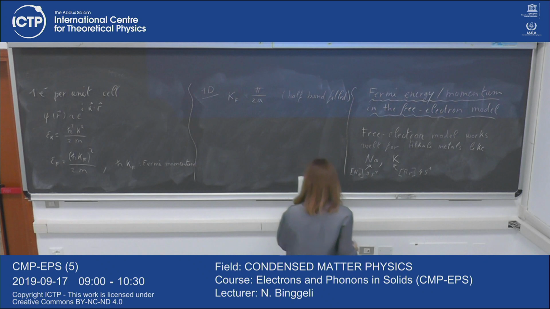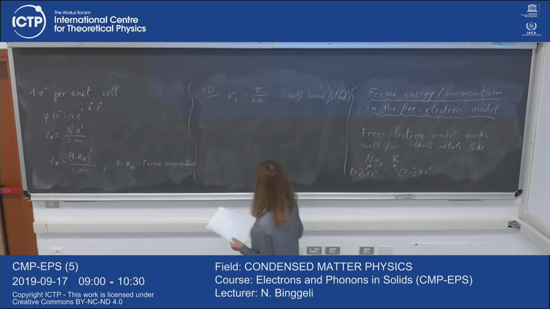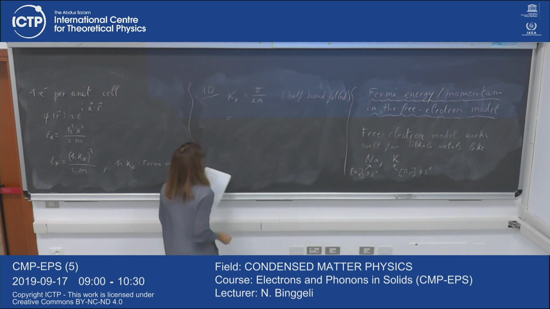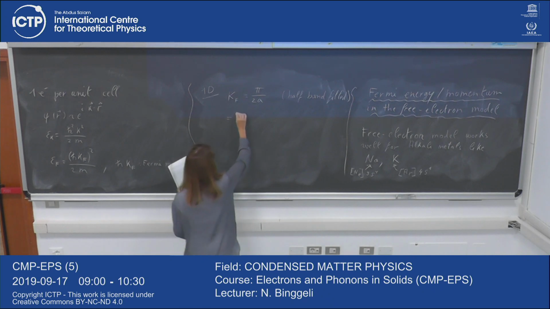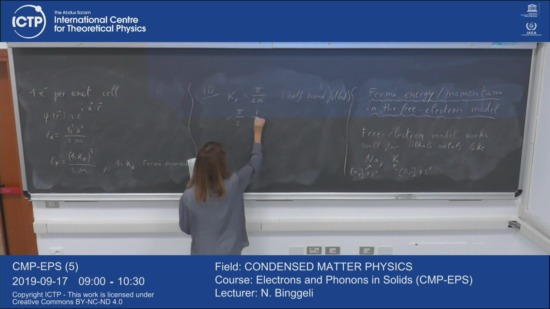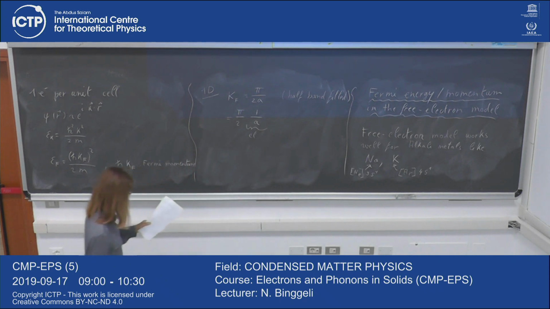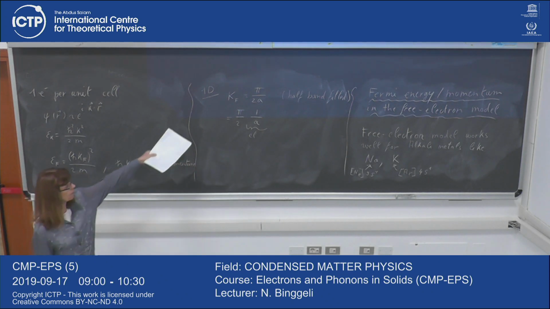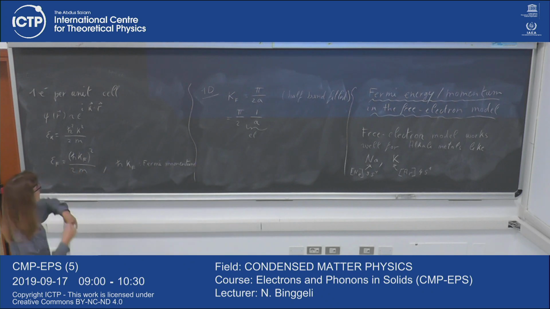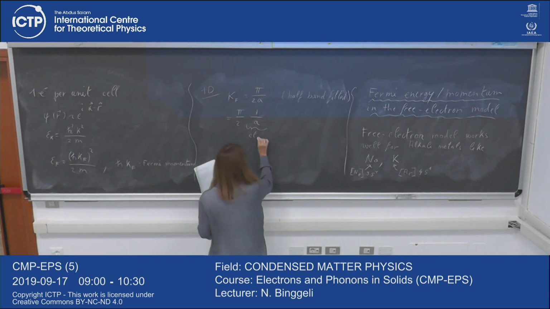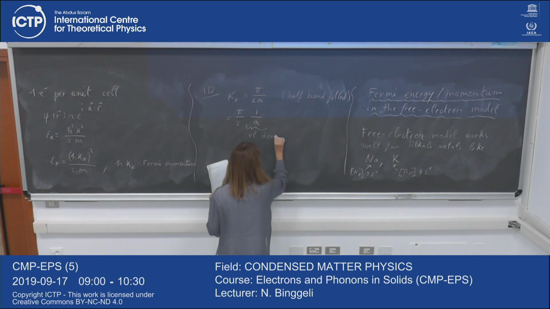Half band field. And I can rewrite it just as pi over 2, 1 over a. And this essentially corresponds to the electronic density, that is, one electron in my unit cell of length a. So this is essentially the electronic density.